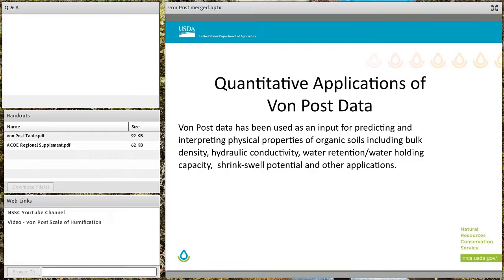Okay, so now the Von Post, as Mike mentioned, has been around for almost 100 years. And there have been some examples of quantitative applications of this, like what can we estimate, or what is it good for, even from a quantitative standpoint, not just a qualitative one.